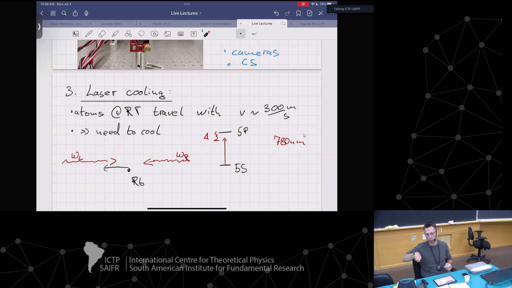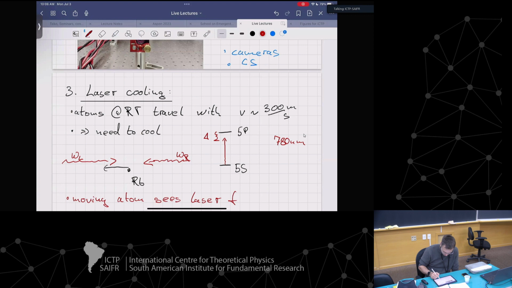But before that, the atom is still moving, and now a moving atom that moves in this direction towards this left laser beam actually sees this laser frequency shifted. So the moving atom sees the laser frequency shifted.